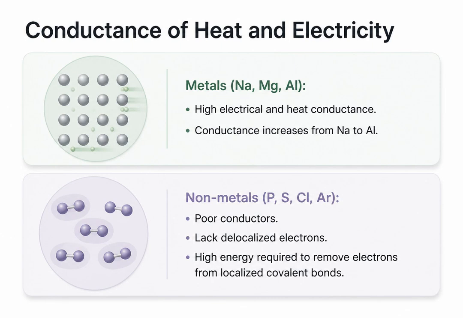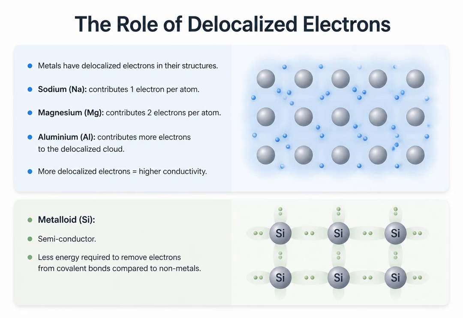Metals like sodium, magnesium, and aluminium are excellent conductors of both heat and electricity, and this conductivity actually increases from sodium to aluminium. Nonmetals, on the other hand, are insulators. They hold their electrons tightly in localized covalent bonds, so there are no free charges to carry a current. The secret to metallic conductivity is the sea of delocalized electrons. Sodium contributes 1 valence electron per atom to this free-flowing cloud, magnesium contributes 2, and aluminium contributes even more. More free electrons mean better conductivity.